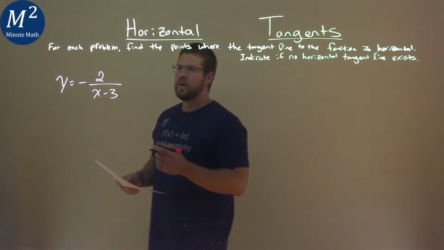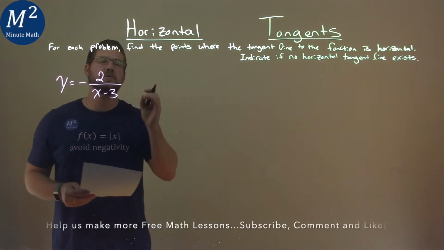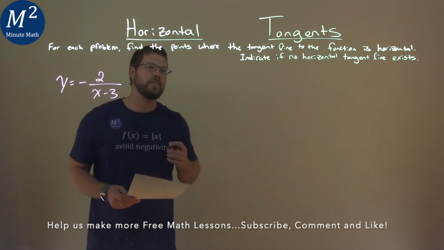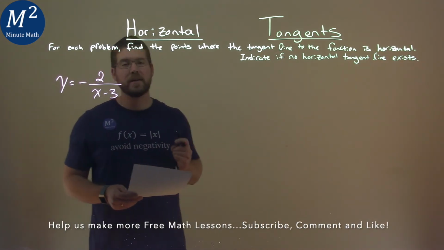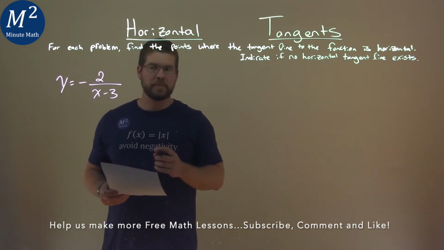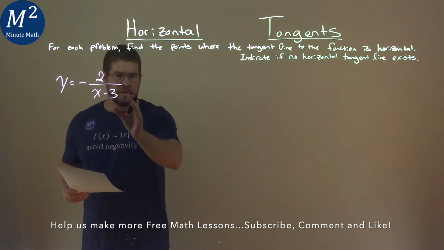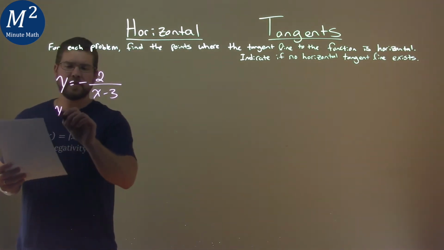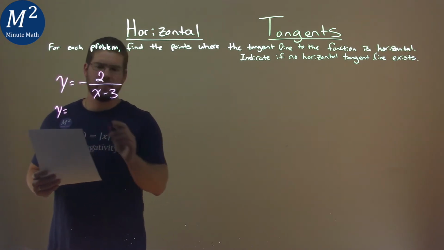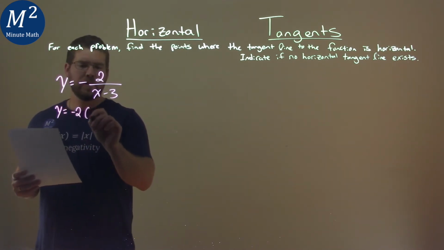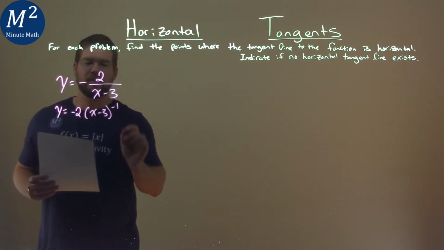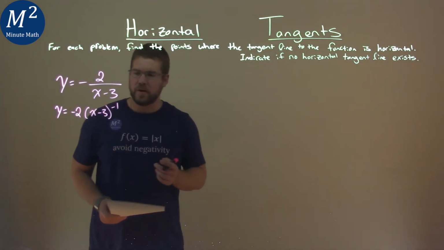We're given this problem right here, y equals negative 2 divided by x minus 3, and we need to find the points where the tangent line to this function is horizontal. Now, I know I'm going to have to take the derivative here, but I like to rewrite this function to be something I like to take the derivative of. Negative 2 stays here, and we have the x minus 3 to the negative 1 power. And that's just a personal preference.